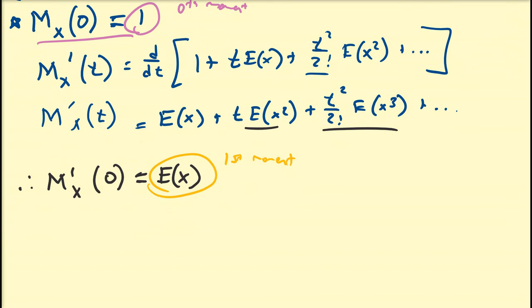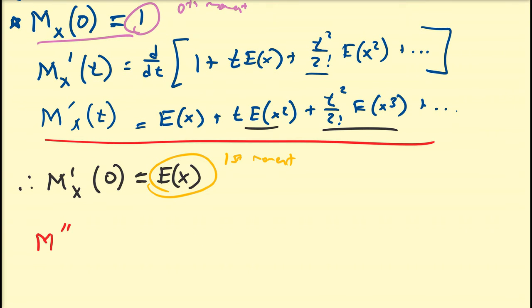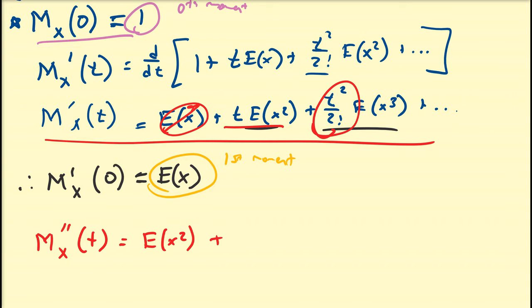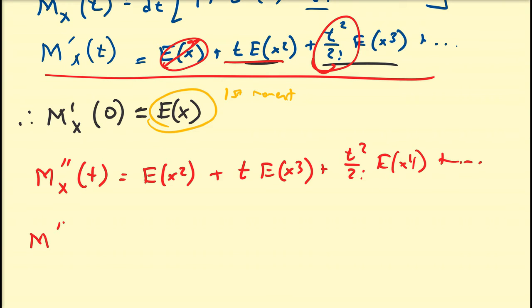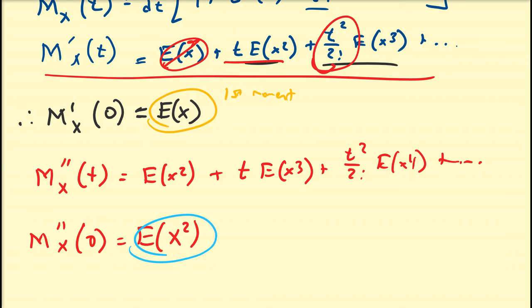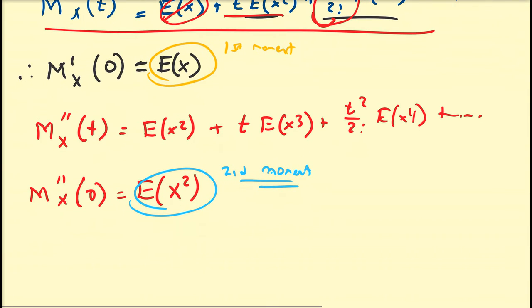So will this property continue? Well, we can try. Let's look at the second derivative of our moment generating function. That is going to go to 0. That's just going to go to e^(x squared). The derivative of t squared over 2 factorial is just going to be t e^(x cubed), and then we're going to have a t squared over 2 factorial e^(x to the 4th), and so on. So if that is the case, then what do we get? The second derivative of our moment generating function of x evaluated at 0 is equal to the expectation of x squared. And what is this? Well, this is the second moment. So we should be able to see a pattern here, and a relationship between the moments and the derivatives of the moment generating function.